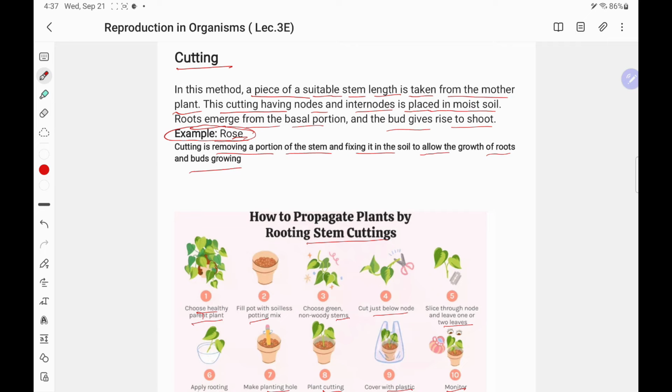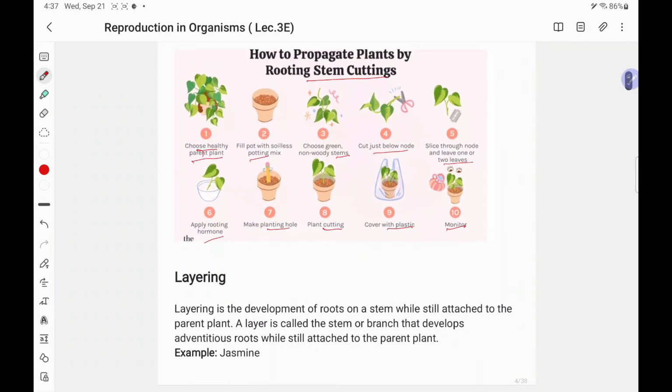For other plants, I give you a figure through which you can see the different steps by which cutting propagation is carried out.